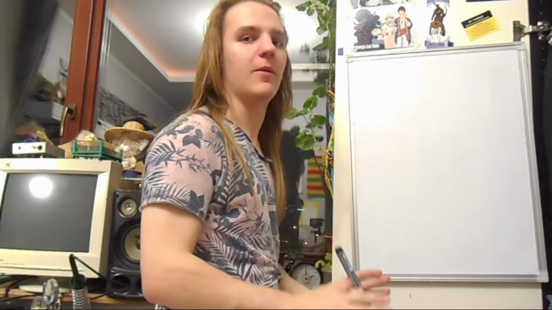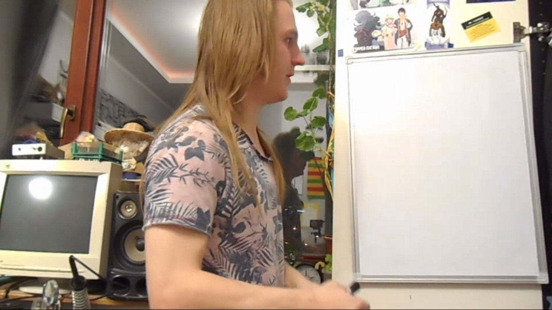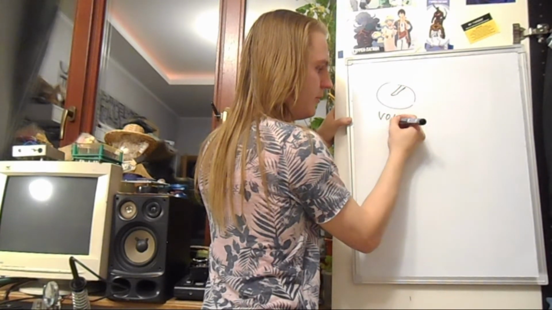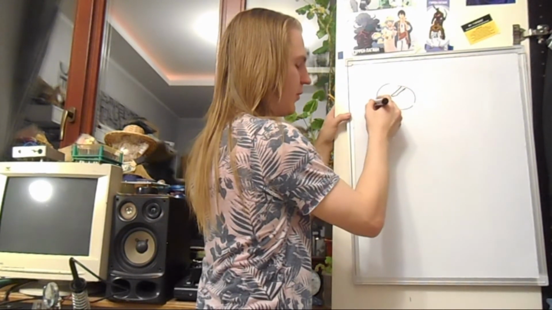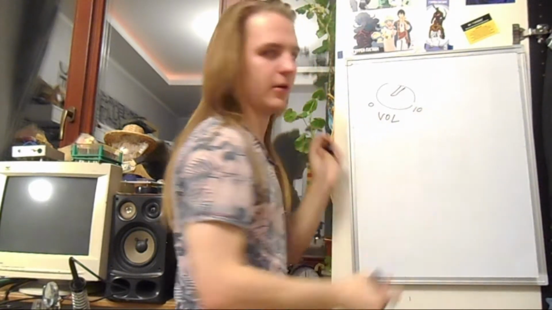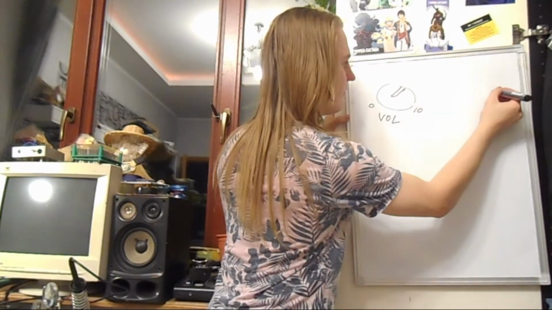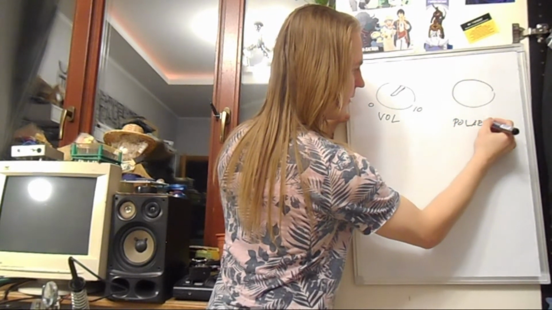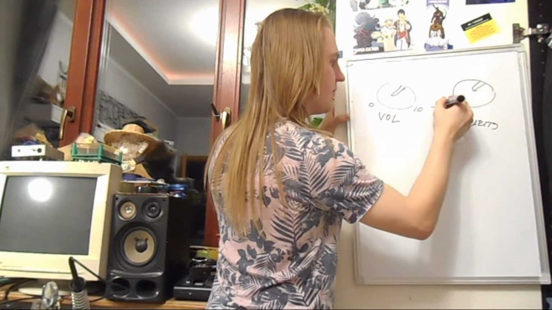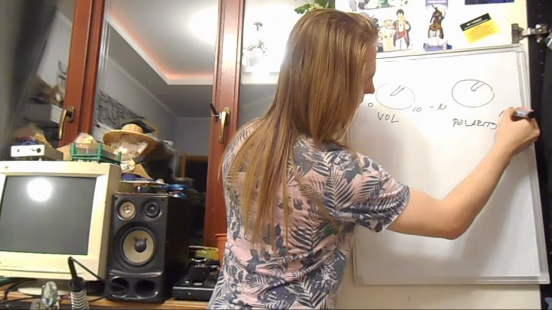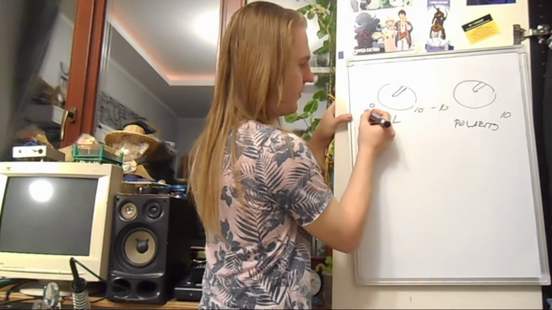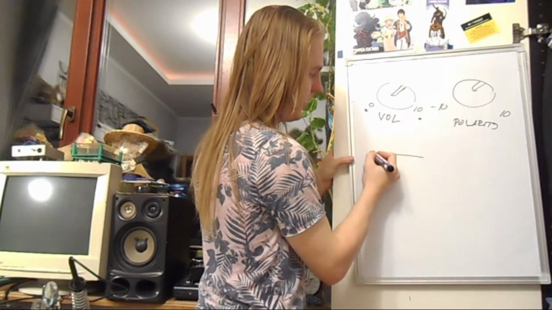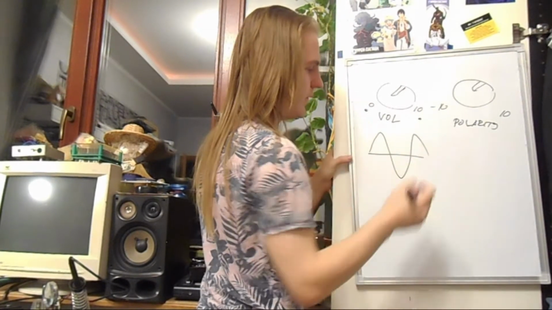So first of all, let's talk about what the hell a polarizer is. When you have your knob called volume, it goes from 0 to 10. But when you have your polarity knob, it goes from minus 10 to 10. What we have here at volume is, at this position it gives out nothing. At this position it gives out our full signal.